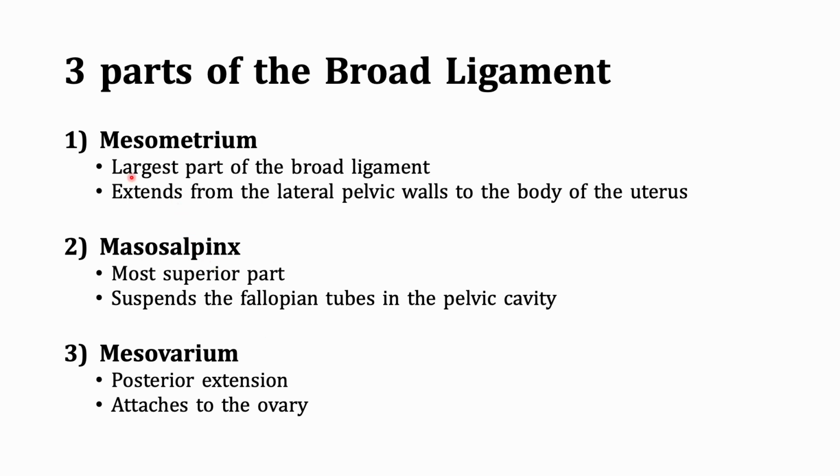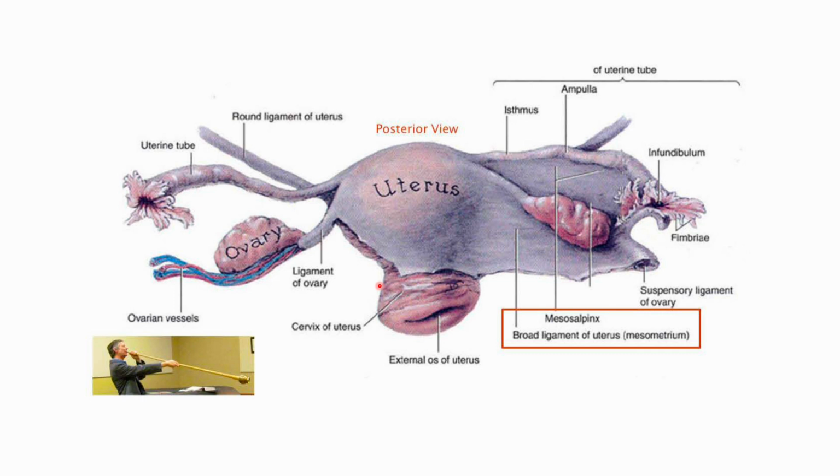And I'll show you another picture of this. And then the mesometrium. That's the largest part of the broad ligament, and that extends from the lateral pelvic wall to the body of the uterus. And I think these are best seen with images, so we'll go over this. Okay, so this is probably the best image that is out there for actually seeing what these ligaments look like.